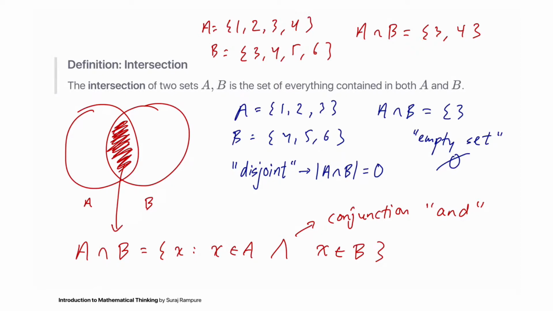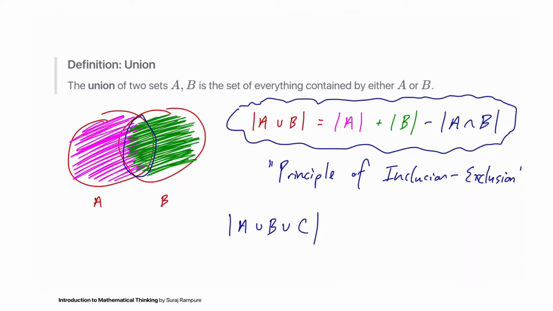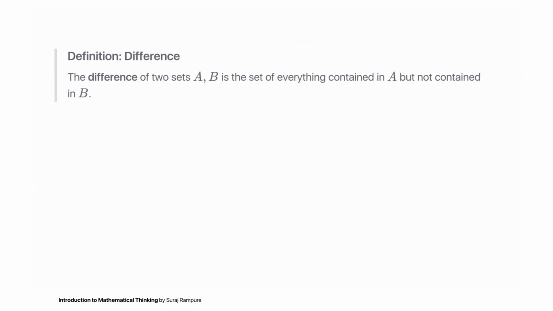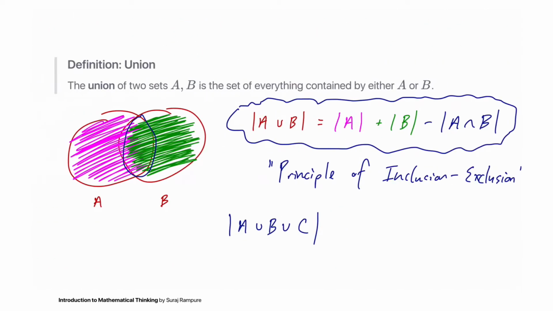Cool. So now we know what the intersection of two sets is, what the union is, and we determined how to find the cardinality of the union of two sets. The third operation we will look at is the difference of two sets. Okay? And so this is the first operation that we'll look at that is not symmetric, in that the difference of A and B is not the same as the difference of B and A.